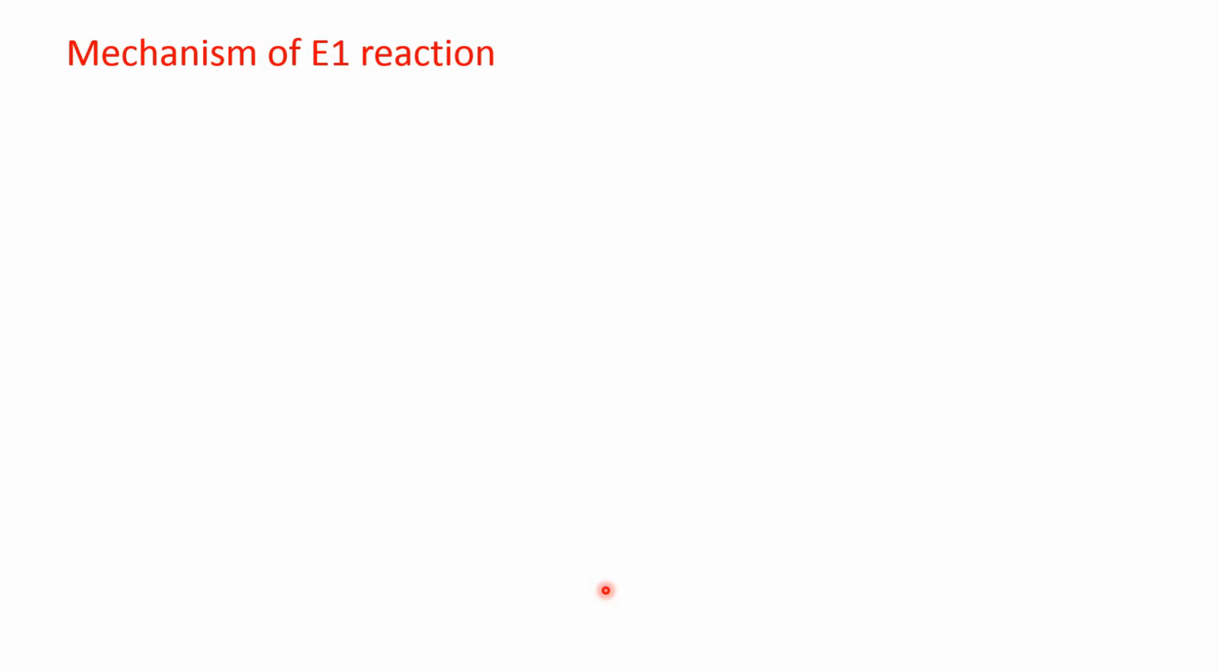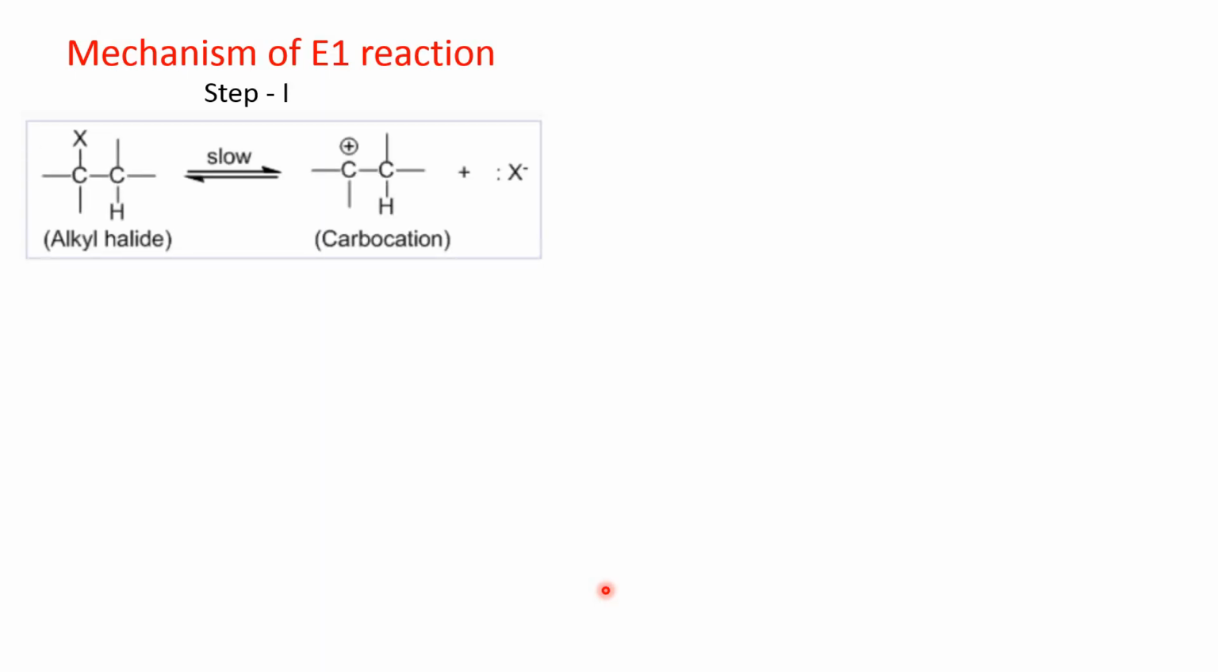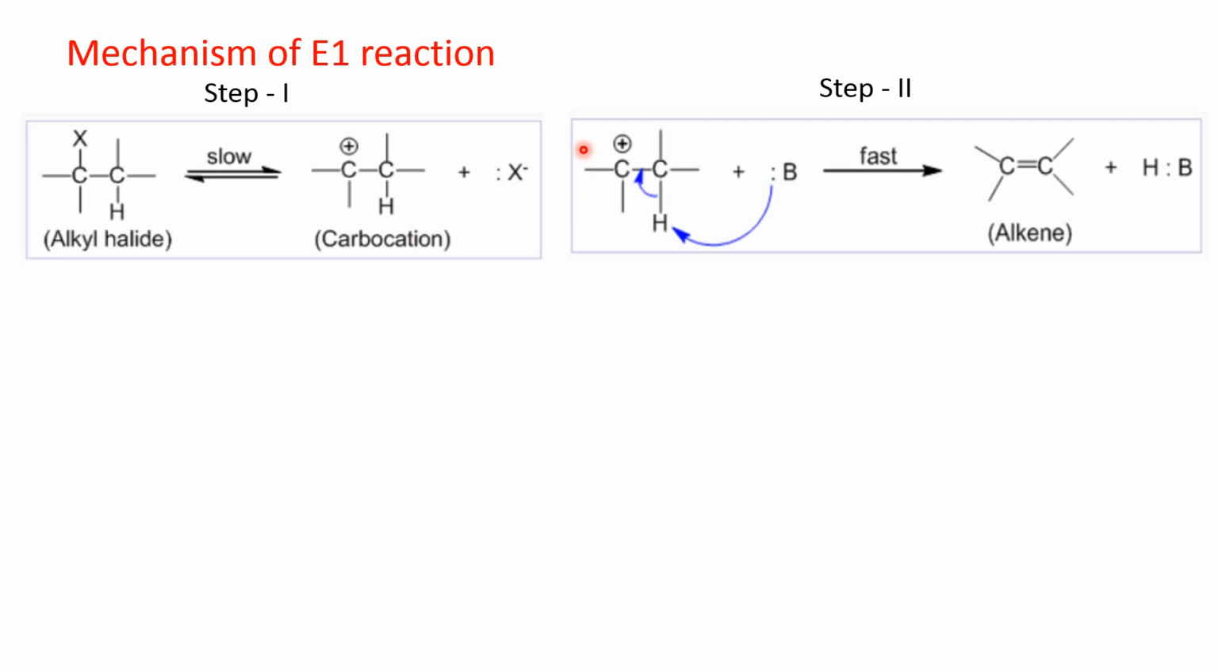Now coming to the mechanism of E1 reaction. E1 reaction consists of two steps. Like SN1, here also the first step is the ionization and formation of the carbocation, a stable carbocation. And the second step, what happens? The base attracts this beta hydrogen atom, and this carbon-hydrogen bonded electron pair forms a double bond, and alkene is formed as a product.